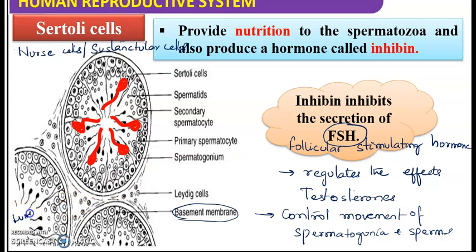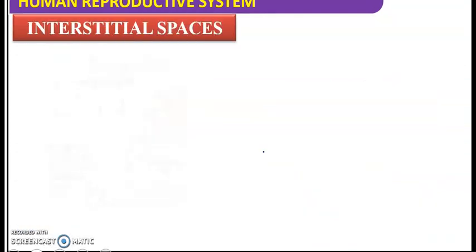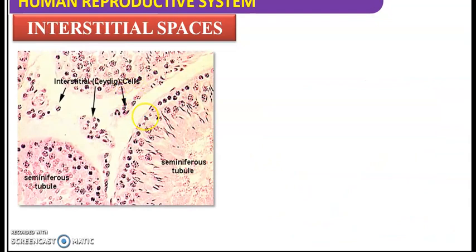This here is the lumen, right? So the sperm cells have to be released into the lumen. Their movement in the lumen is also controlled by the Sertoli cells, and that's why they are called the nurse cells. Now, after these two, in between there will be these spaces.